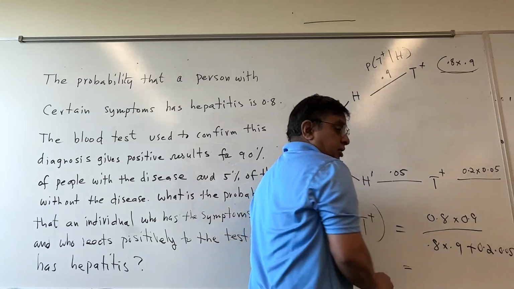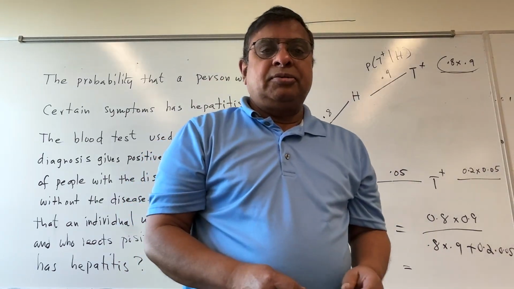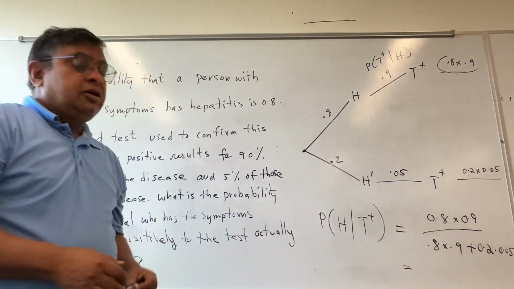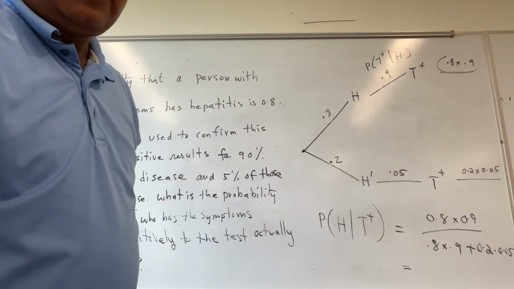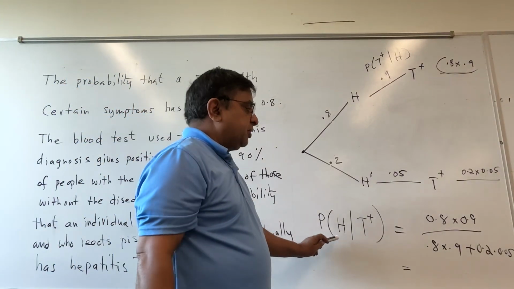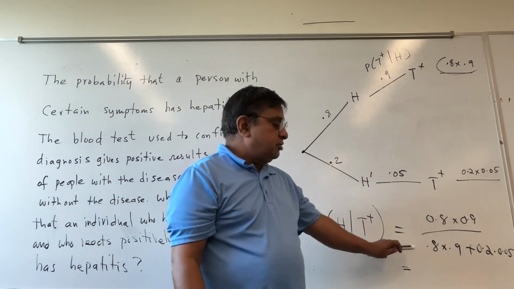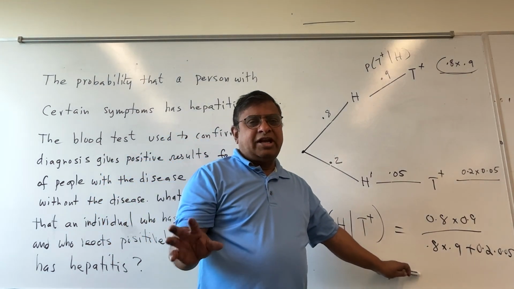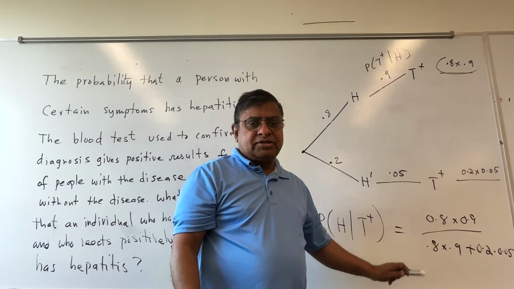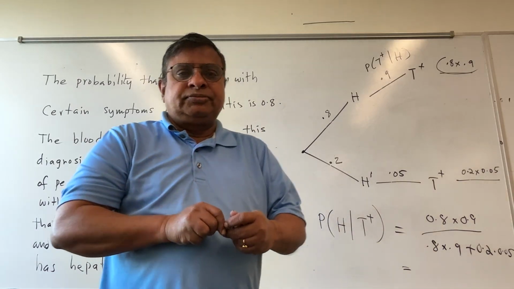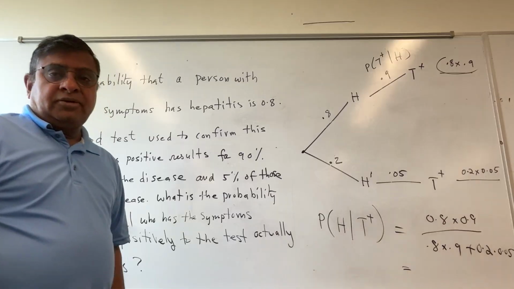And you compute this, and that will tell you exactly the probability that, given the test is positive, you have hepatitis. I think I'll let you compute this. It gives you around 83 or 84%. I don't have a calculator with me. Compute this. Okay? And this is an example.